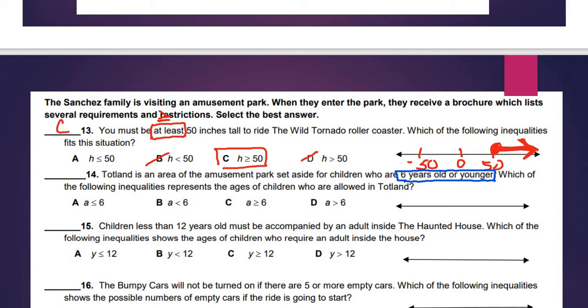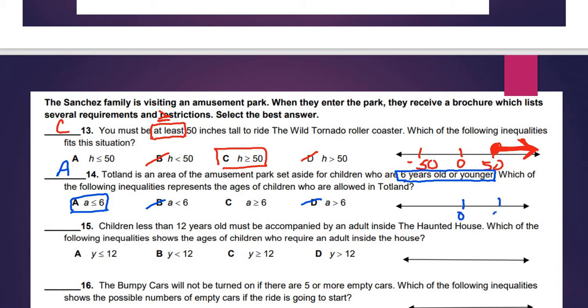That can be exactly 6 years, or excuse me, not older, but younger. 6 years old or younger. So they can be exactly 6 years, so that means they can have an equal, and they can be younger, but they cannot be older. So this one would be A. That means that B and D were automatically out because they could be exactly 6 right here. So my answer to this one is A, less than or equal to 6.